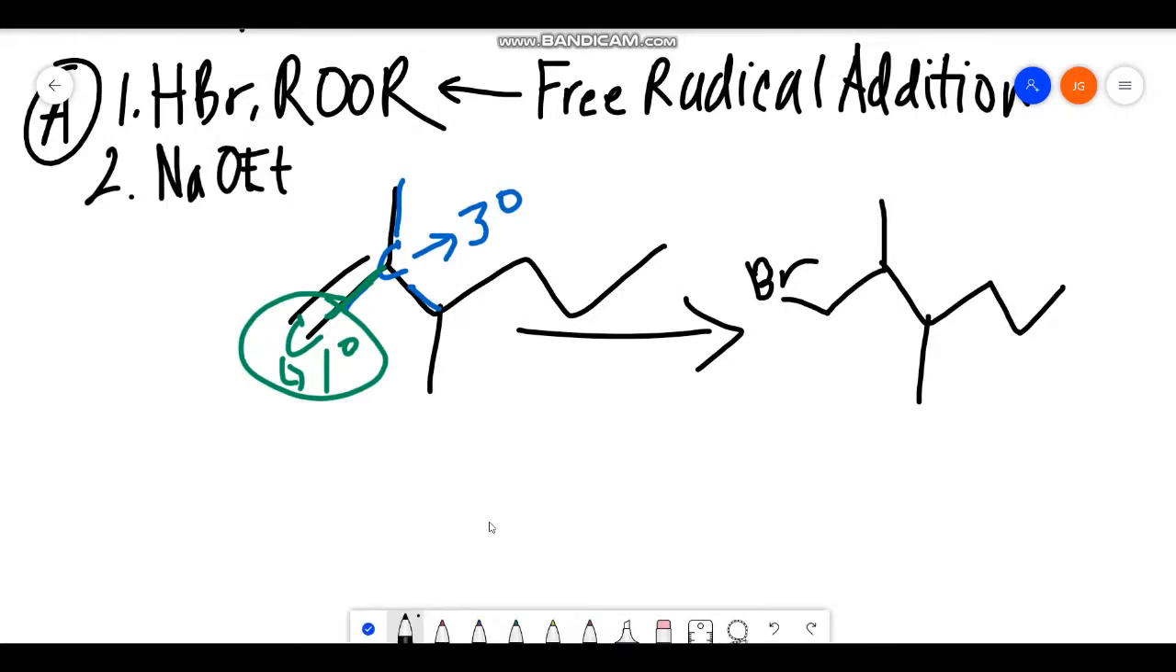Now our next step is going to be the reaction of this product with sodium ethoxide, and just for the sake of having to write less, I'm going to write this out as just the ethoxide ion. And this works because this will dissociate completely. So the sodium has a positive charge, ethoxide has a negative charge.